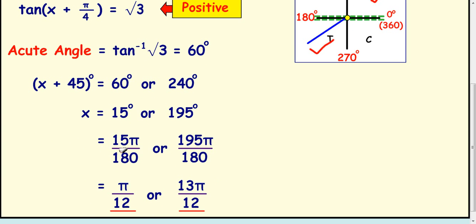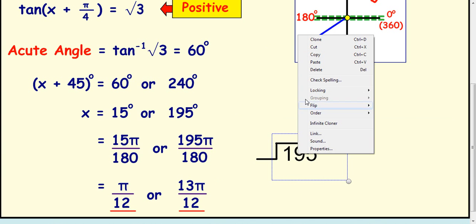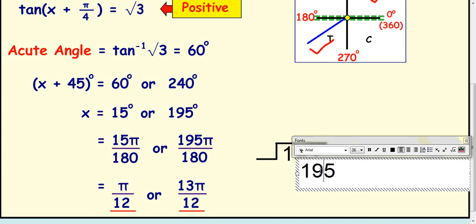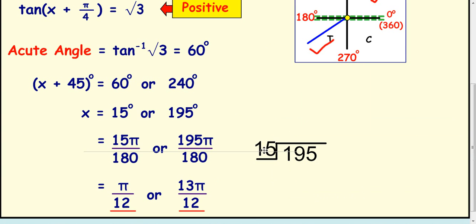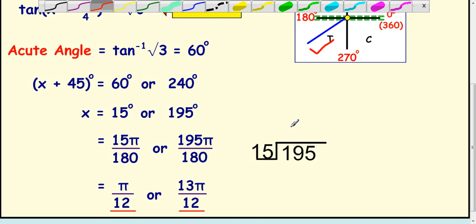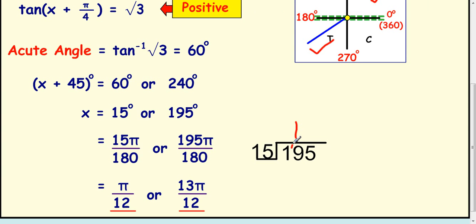An easy way to divide by 15 is to do this. So we'll do the 195. I want to divide that by 15 without a calculator. What I would do is I would say how many 15s go into 19, and you should be seeing there's 1, a remainder of 4, and how many 15s into 45? 3. Okay, and that gives you your 13 here, dividing that by 15.